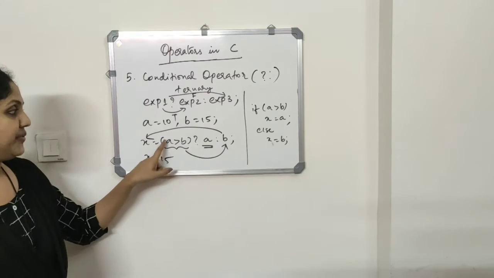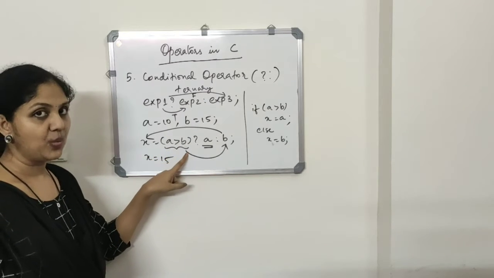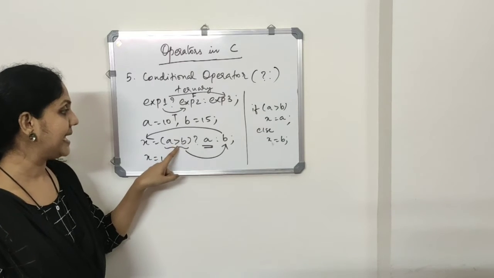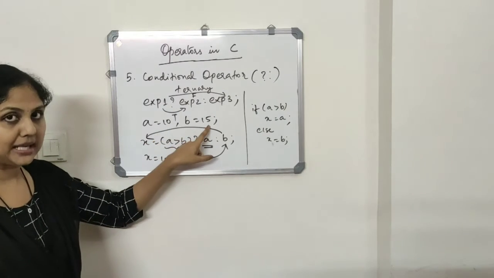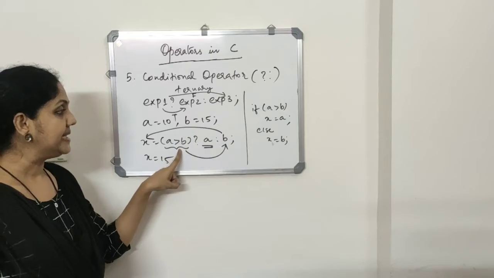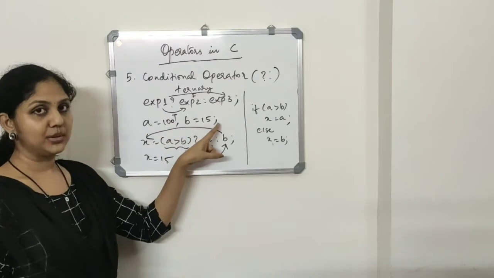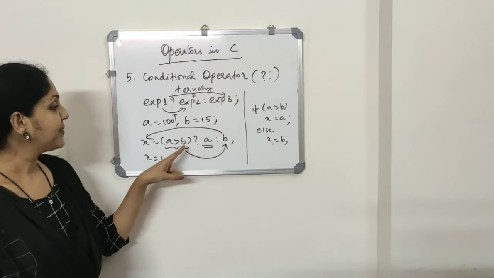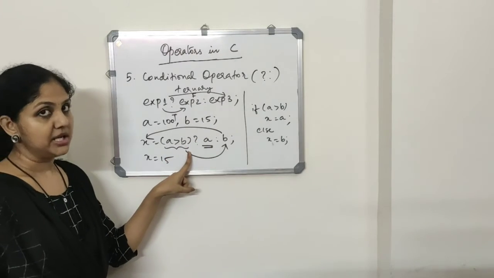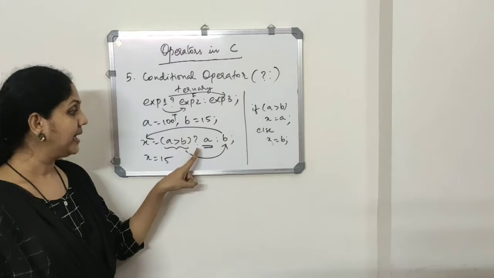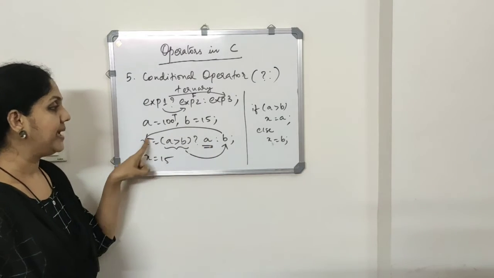Okay. So it will first check whether expression 1 is true. Expression 1, that is A greater than B. 10 is greater than 15. No, this condition is false. If suppose A is equal to 100 and B is equal to 15, then A greater than B, this condition is true. In that case, what will happen? The value of A will be assigned to X.